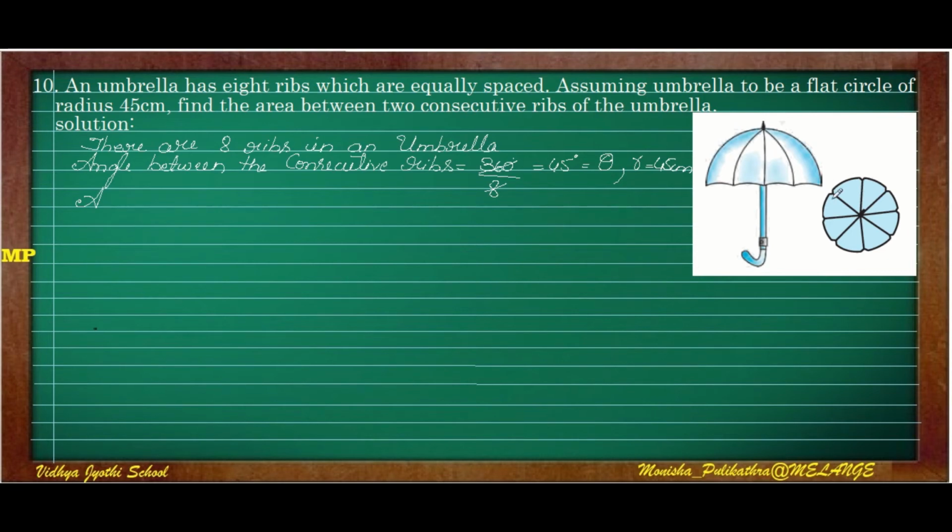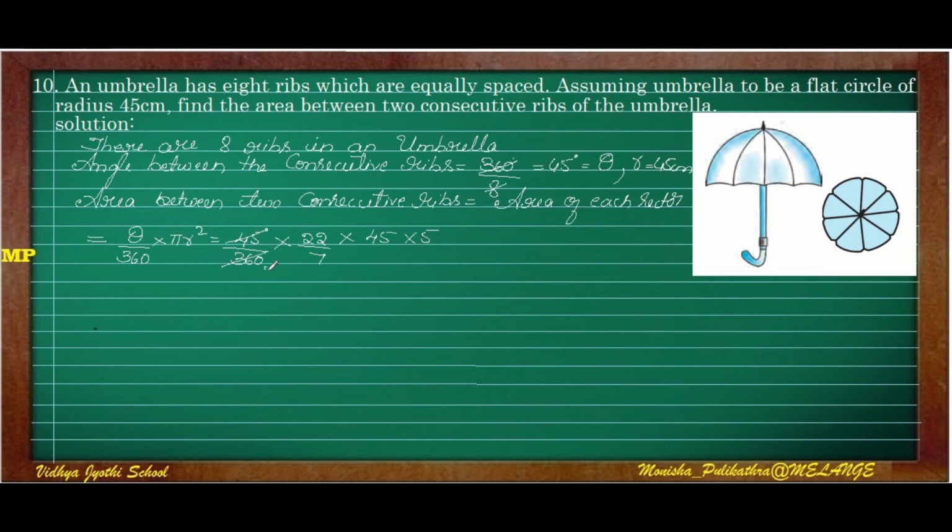So next we have to find out in this question the area between two consecutive ribs, that is this sector. This sector we have to find out, the area between two consecutive ribs, that is the area of each sector. We know that the area of a sector is given by the formula theta by 360 into pi r square. Here theta is nothing but 45 degree divided by 360 into, here pi I will be taking as 22 by 7, into radius, which is also 45.